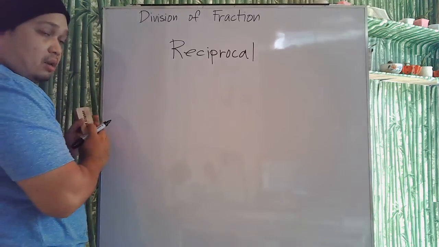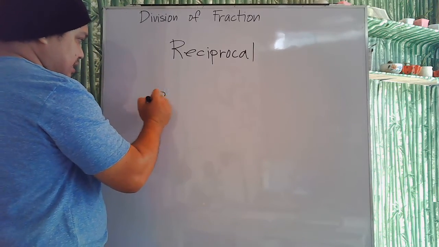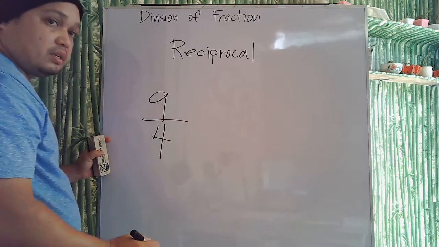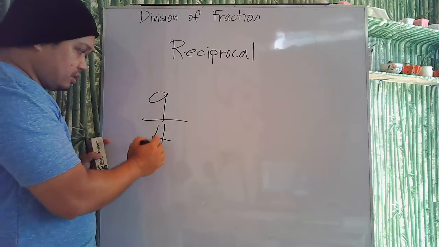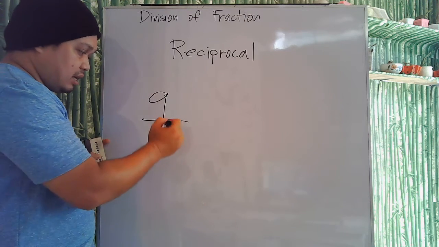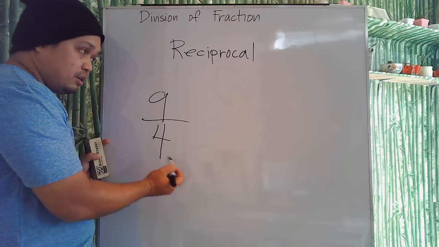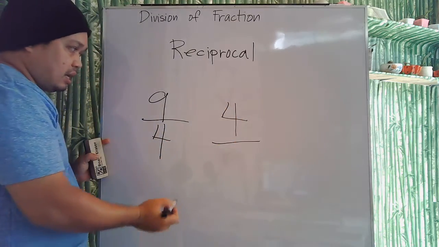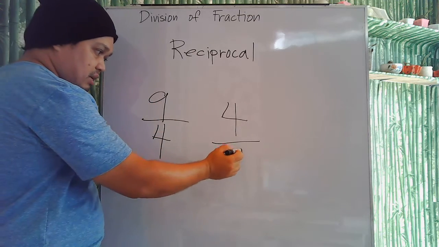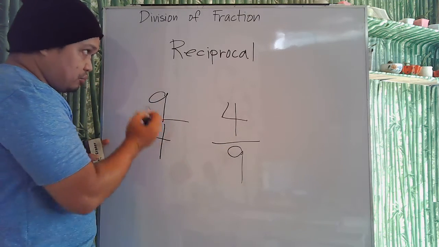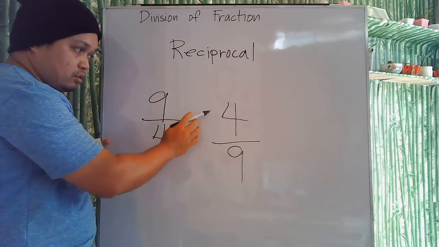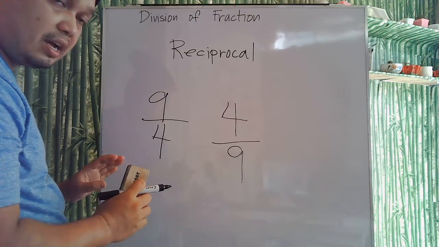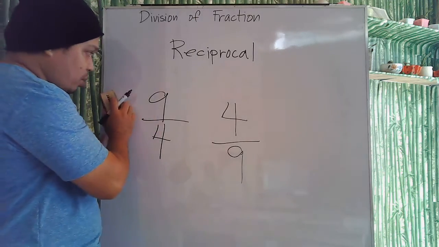If you're going to have another example, what is the reciprocal of 9/4? The reciprocal of 9/4 is simply the denominator here becoming its numerator, and the numerator here becoming its denominator. So the reciprocal of 9/4 is 4/9. Just simply invert the fraction.